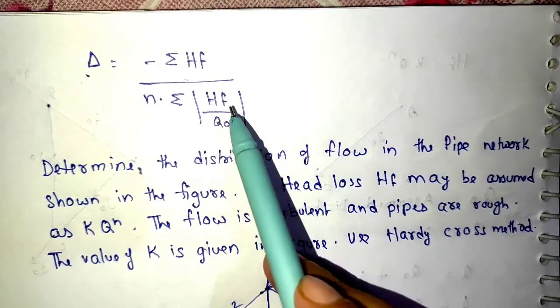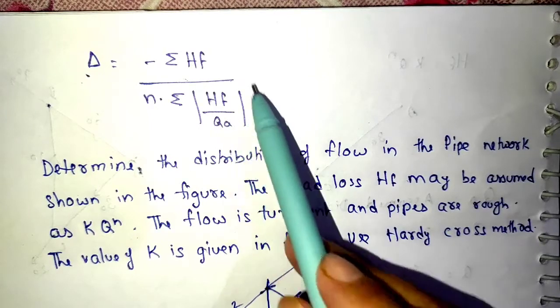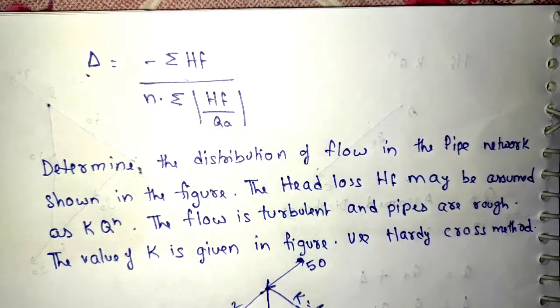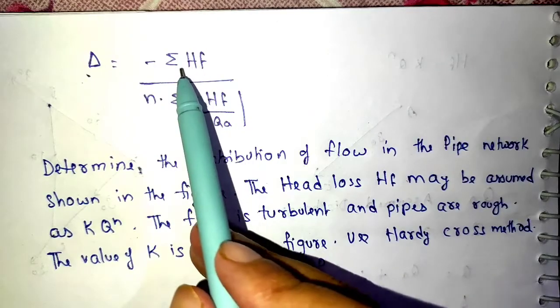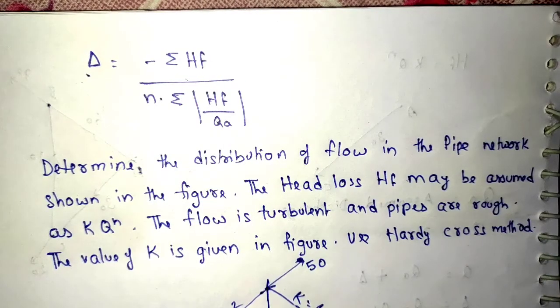You know the difference between this summation and this summation. This summation is the absolute sum, so even negative values give a positive value, and in sigma hf it is the actual sum, whatever it is. So this is the equation of the Hardy-Cross method, and by using this equation we will solve all the types of problems which involve the Hardy-Cross method, right?